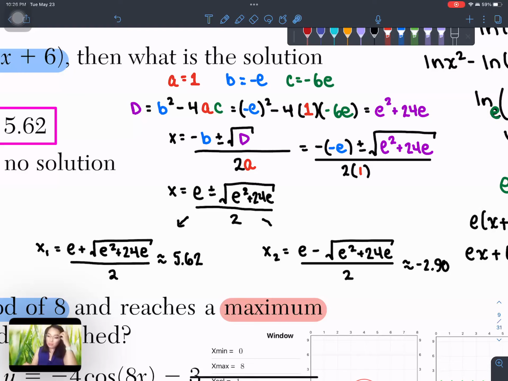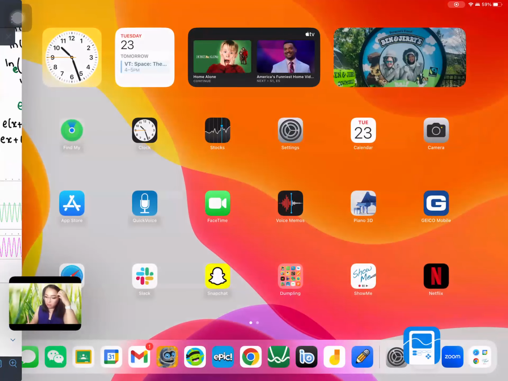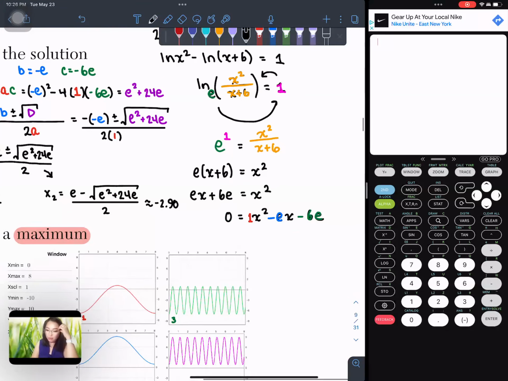When you substitute it in, you're going to break them apart, and there are 2 answers, which are 5.62 and negative 2.90. If I were you, I probably would put this in the calculator just to check. And I'm just going to show this part because I don't know if you remember me telling you this.